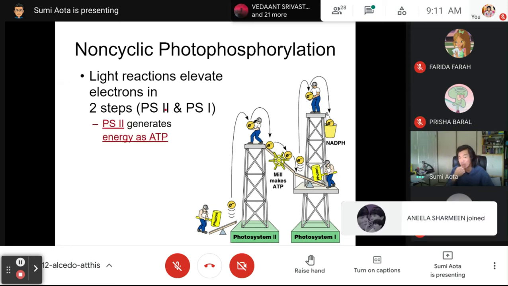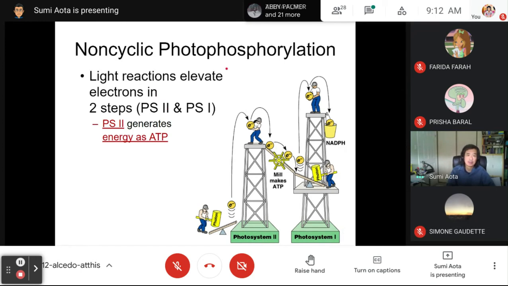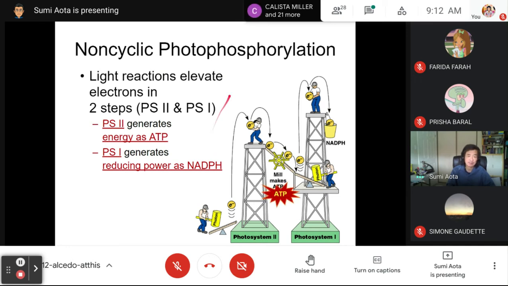Okay, PS2 generates the energy as ATP. PS1 produces reducing power or reduced molecule NADPH, right? That's basically the difference between 2 and 1. 2 makes ATP and 1 makes NADPH. Okay? So there's the two molecules that we've made.